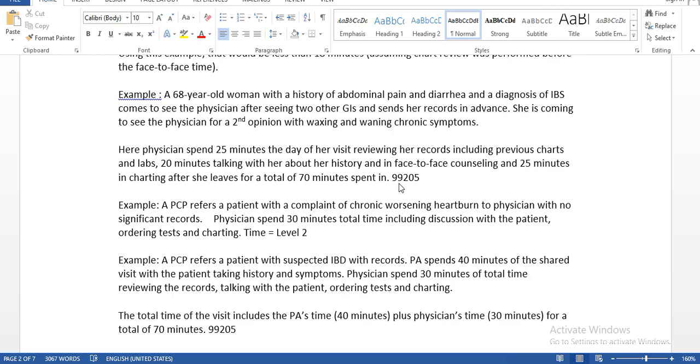So here the code is 99205. As she is a new patient, we need to code the 99205 series.